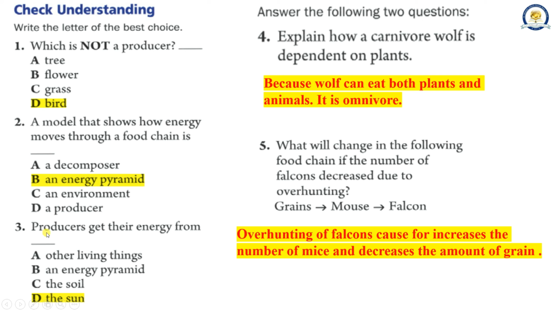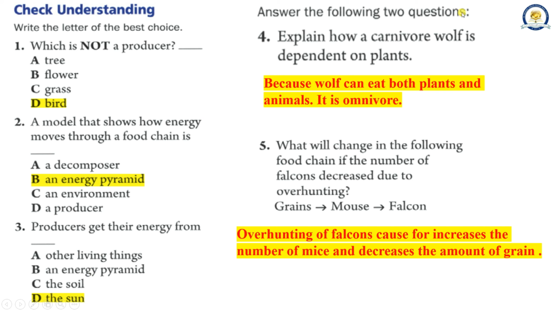3. Producers get their energy from A. Other living things. B. An energy pyramid. C. The soil. D. The sun. The correct answer is D, the sun.